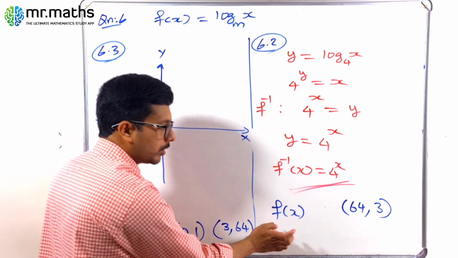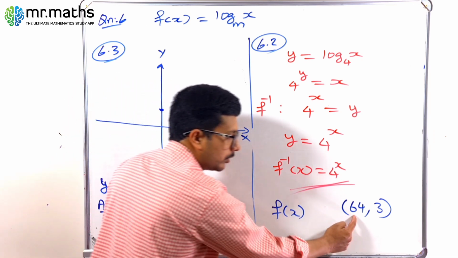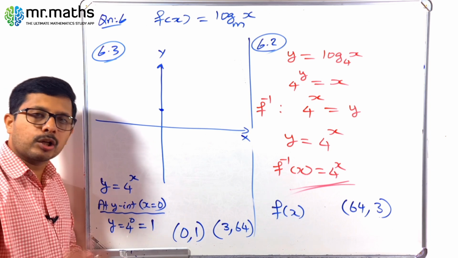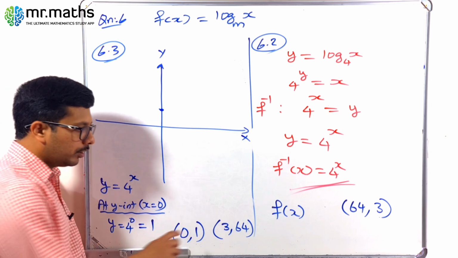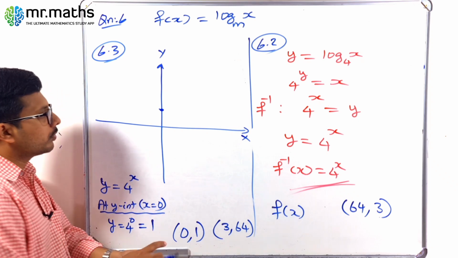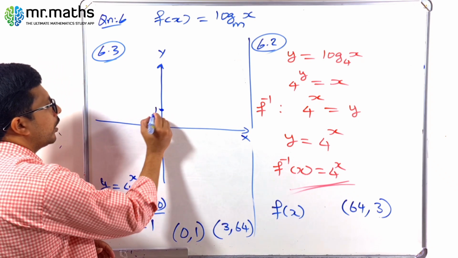It is given in question 6.1 that this f of x graph is passing through the point 64, 3. Am I right? So what about f inverse of x? It will pass through 3, 64. You swap x and y. So 3, 64. This is 0, 1. This is 1.